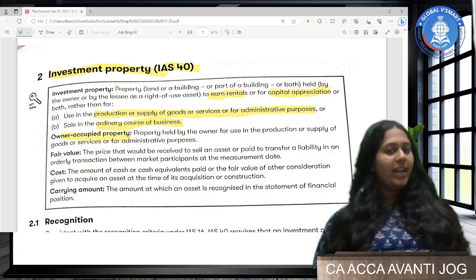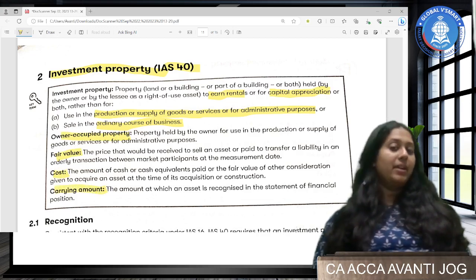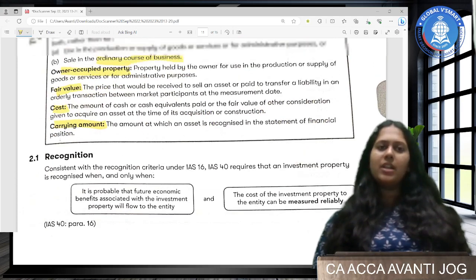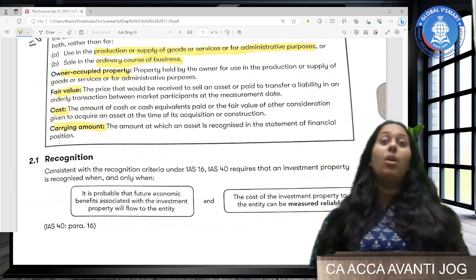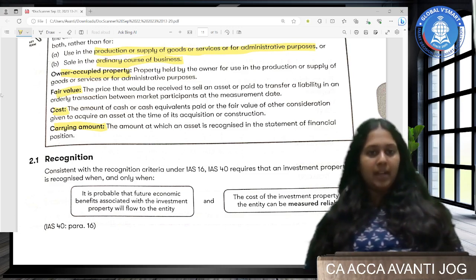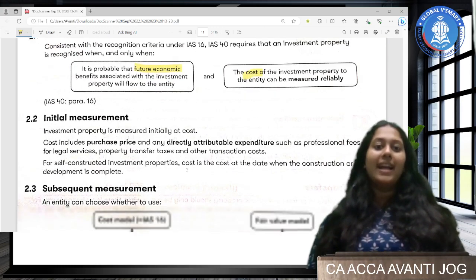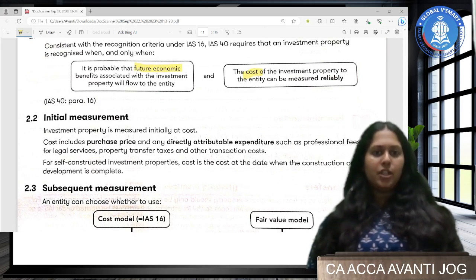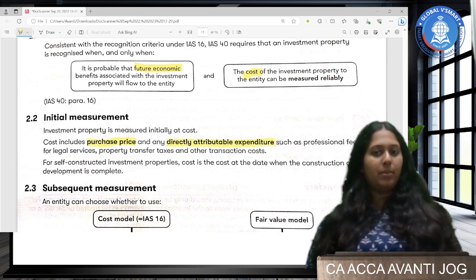Okay. Fair value, we already know. Market value, cost. Carrying amount is the amount in our books. Okay. Cost is the value at which we originally purchased this land or building or at which we acquired it. Correct? Recognition is same, where it is probable that future economic benefits will flow and its cost can be measured reliably. Right? Initial measurement, same. Purchase price, all the expenses given above, all of them directly attributable expenses.